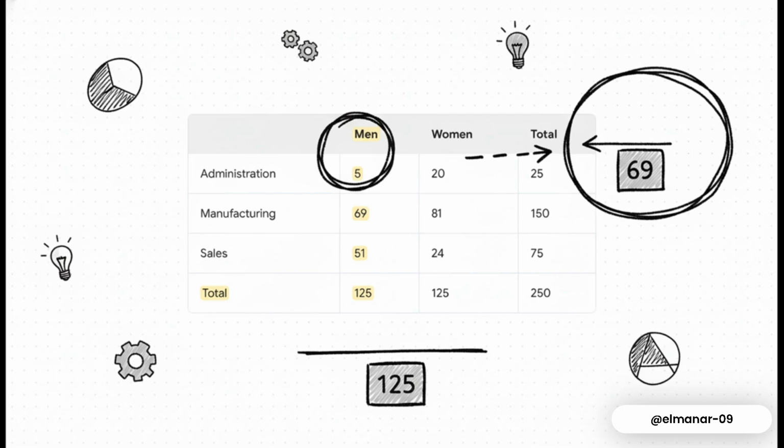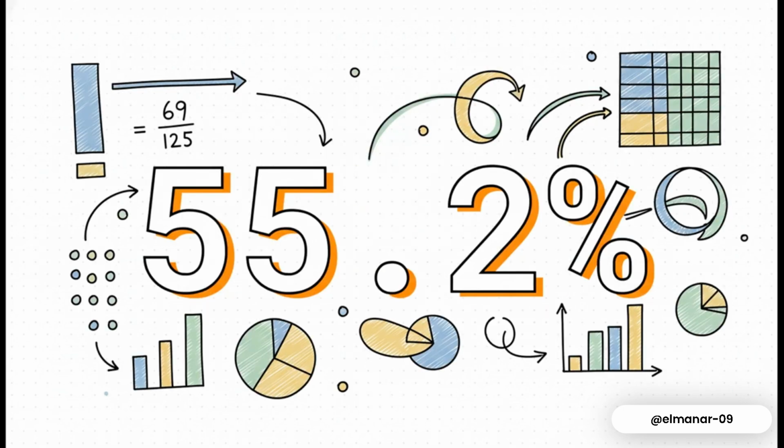And within that group, the table tells us 69 of them are in manufacturing. The whole game is realizing that our denominator, our total, has changed. So the answer is simply 69 divided by our new total of 125, which comes out to 55.2%. The probability table makes even a tricky idea like conditional probability feel totally intuitive and visual.